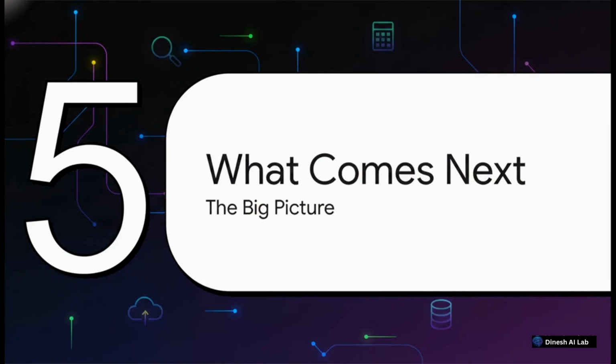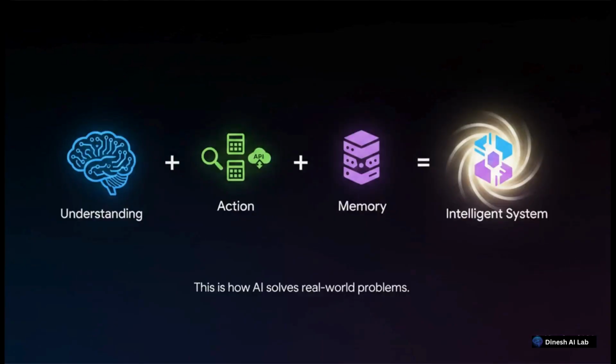Ultimately, it all boils down to this simple but incredibly powerful formula. You take the understanding from the LLM, you add the action enabled by tools, and you mix in the context provided by memory. And what does that equal? An intelligent system. This is a recipe that's transforming AI from simple chatbots into real-world problem solvers.